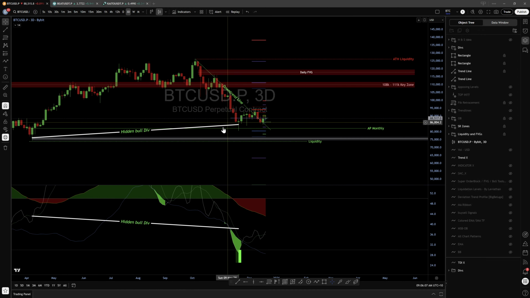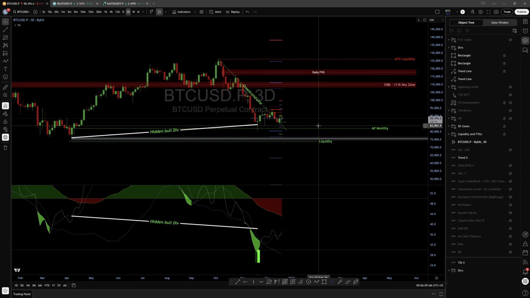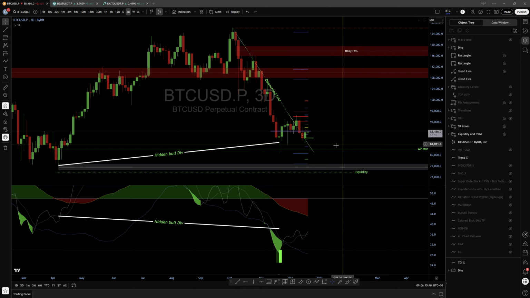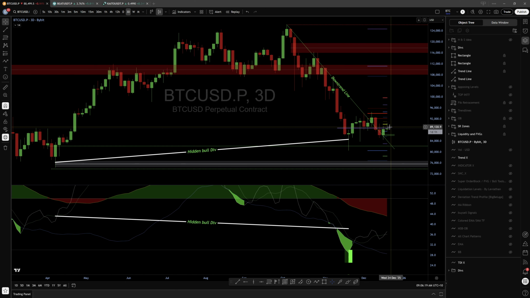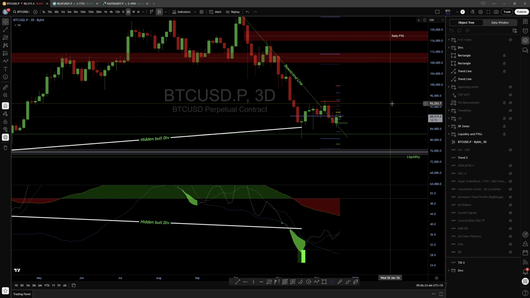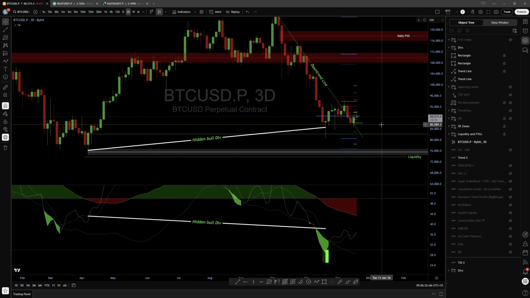It's putting in some nice wicks. It had a bounce. This is a monthly opposing level, this green line, and it wicked on it with the dragonfly doji. So that's a good sign. This is a really good sign. This key level here is strong, and when price gets above it again, I think we'll have a move up.